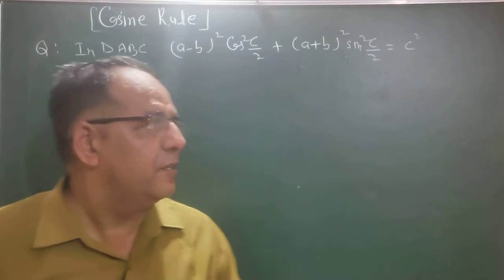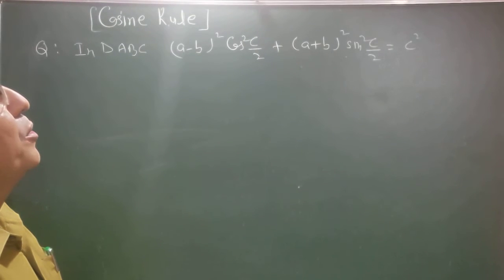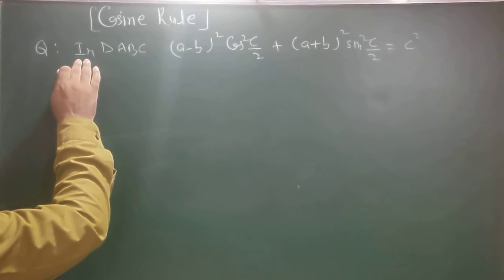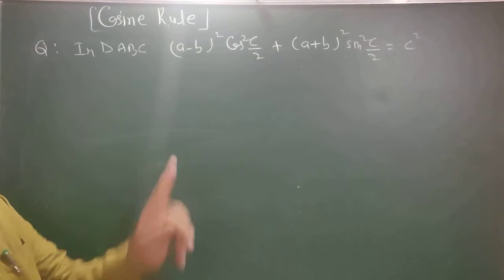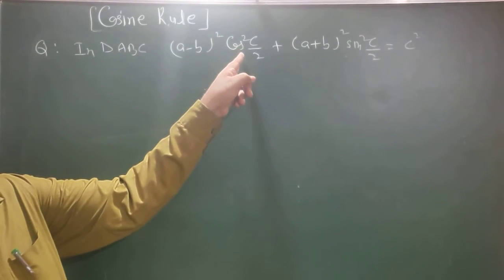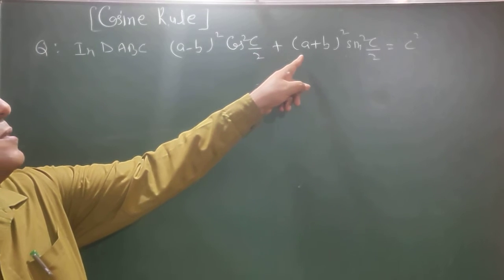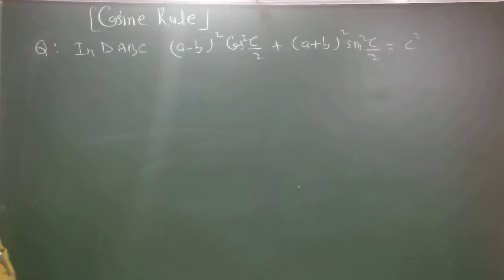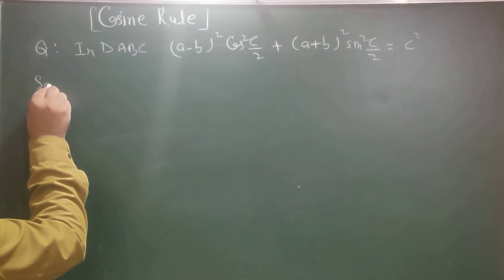Now I am taking some questions based on the cosine formula. Okay, so here the question: in triangle ABC, (A minus B) whole square cos square C upon 2 plus (A plus B) whole square sin square C upon 2 equal to C square. So we start with the left hand side here.